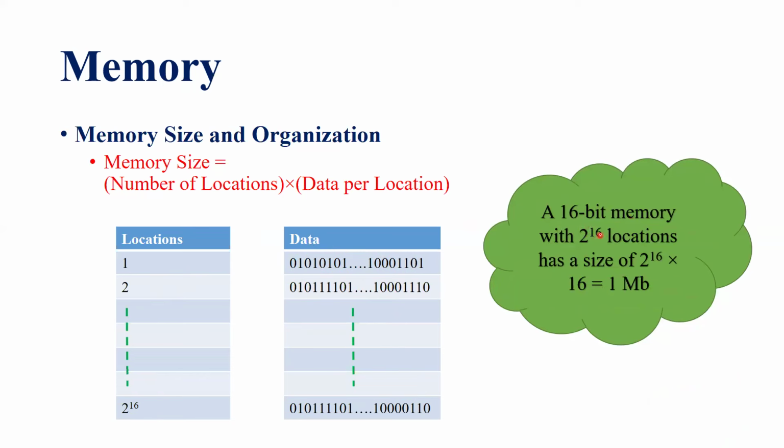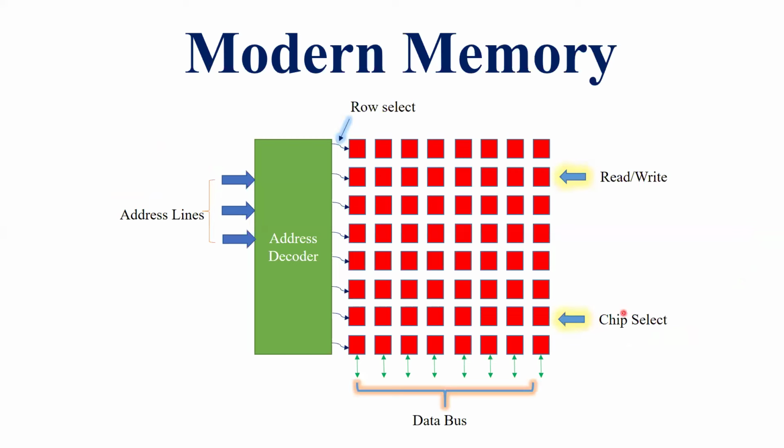So you have 2 to the power 16 locations right over here. And the size of the memory is again given by this formula, number of locations multiplied by data per location. So 2 to the power 16 multiplied by 16 bits. So the total size of the memory is 1 megabyte.